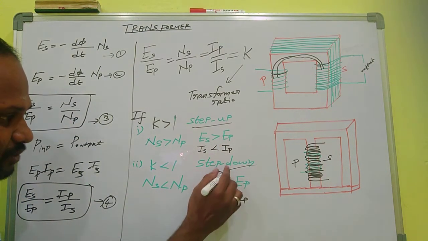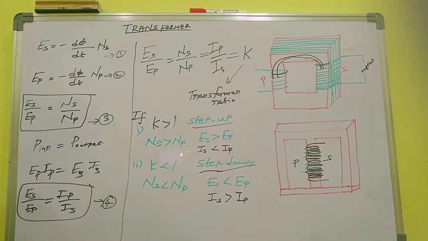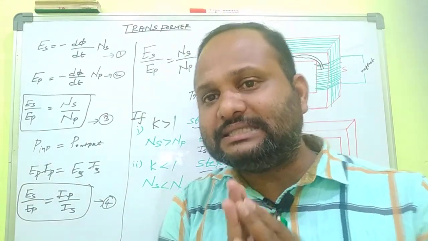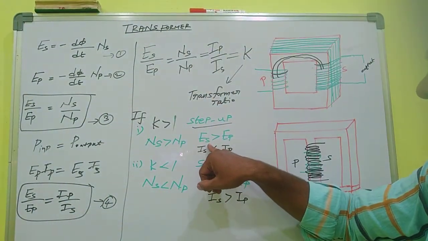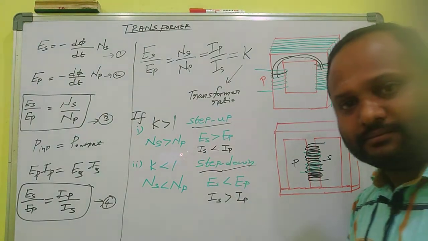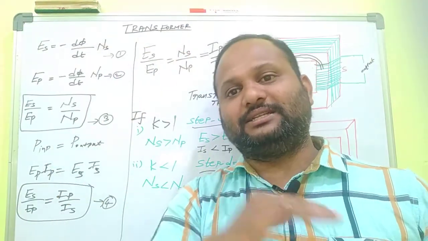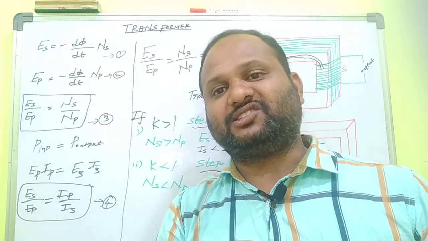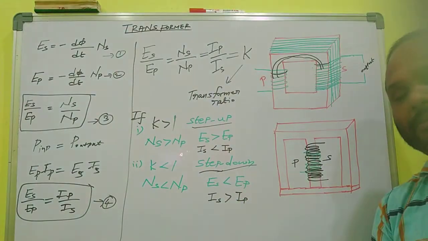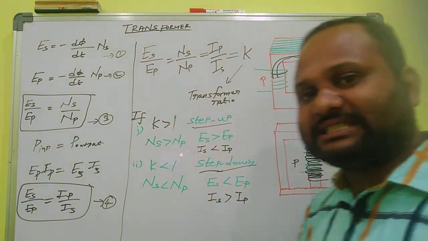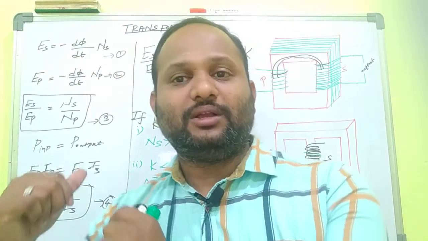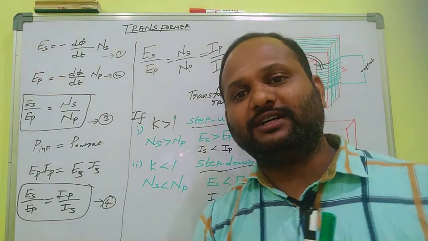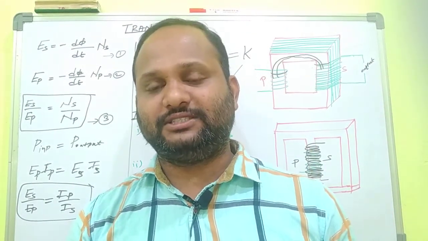Here it states one important thing. What does that mean? In the step-up transformer, the voltage is increased by reducing the current. Voltage into current is known as power, so the power remains the same. In the step-down transformer, the voltage is decreased by increasing the current. So it works on the principle of the law of conservation of energy. Transformer works on the principle of the law of conservation of energy.